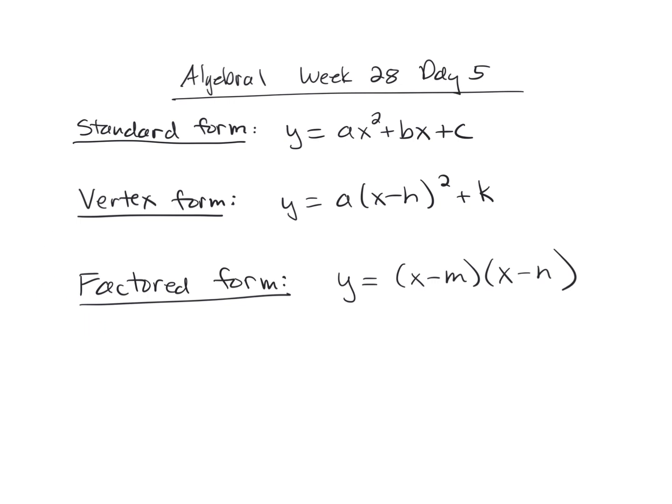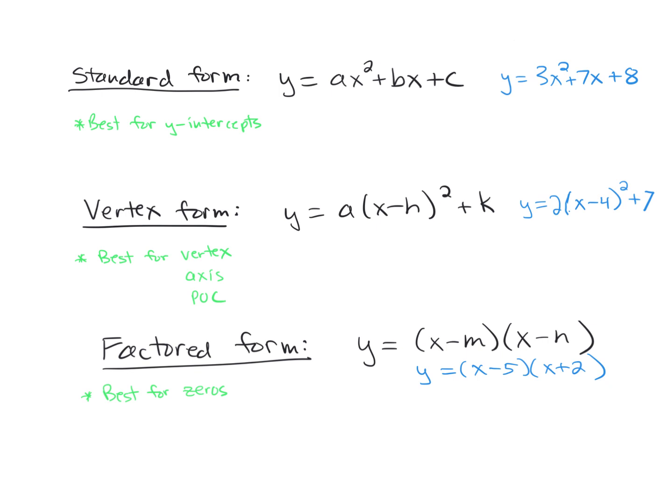So the standard form again, y equals ax squared plus bx plus c, here's an example with actual numbers in there. This form is really best for finding y-intercepts. Because remember, when we find y-intercepts, we let x equal 0. So if I let x equal 0 in this equation, this term is going to be 0, this term is going to be 0, and all that's left is this number. So when you have an equation that's written in this form and you're asked for the y-intercept, all you got to do is write down this number. So the y-intercept for this one is (0, 8).